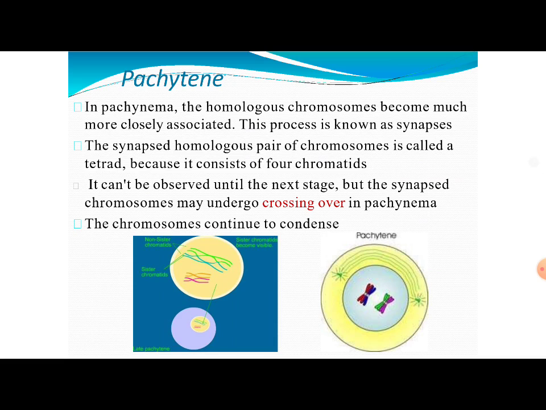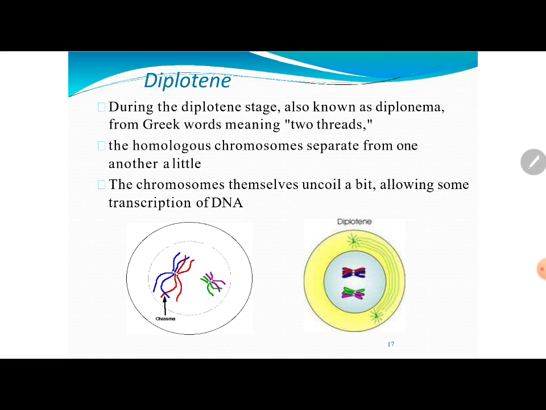Then comes the third stage, pachynema. In pachynema, the homologous chromosomes become much more closely associated. This process is known as synapsis. The synapsed homologous chromosomes are called a tetrad because they contain 4 chromatids. It can't be observed until the next stage, but the synapsed chromosomes may undergo crossing over in pachynema itself, and the chromosomes continue to condense. They are trying to cross over with each other, so this starts in pachynema itself. Here you can see a clear structure.